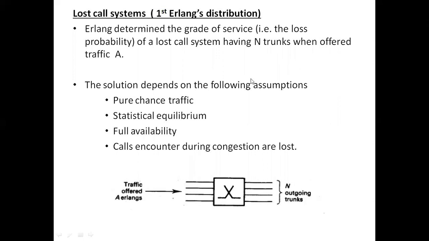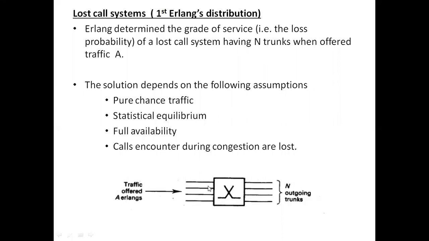Okay, as it says, Erlang determined the grade of service, that is the loss probability, of a lost call system having n trunks when offered a traffic. Imagine a switching system where you have some n number of inlets and n number of outlets, and which has no storing capacity or queuing capacity like a message queuing system. This is a lost call system. This is also called the lost call system.